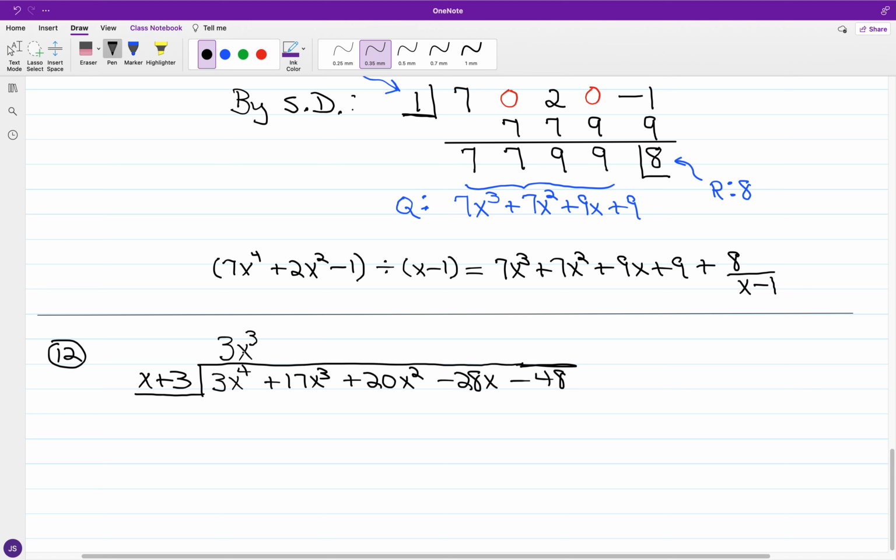And if I distribute, 3x cubed times x is going to be 3x to the 4th. I'll put this underneath 3x to the 4th. And 3x cubed times 3 will be 9x cubed. Now we'll situate this underneath 17x cubed.